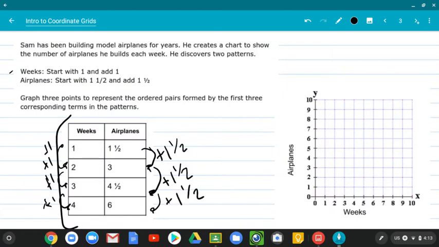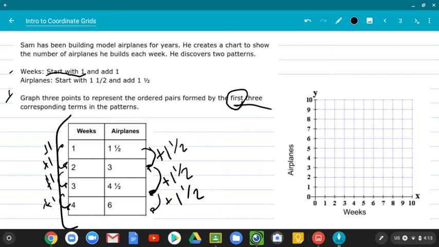So on the left side, we can do plus 1, plus 1, plus 1. And then on the right, plus 1.5, plus 1.5, plus 1.5. Our job is to graph 3 points to represent the ordered pairs formed by the first 3 corresponding terms in the pattern. So when it says the first, that means we're going to look up here and see where it starts. It says start with 1.